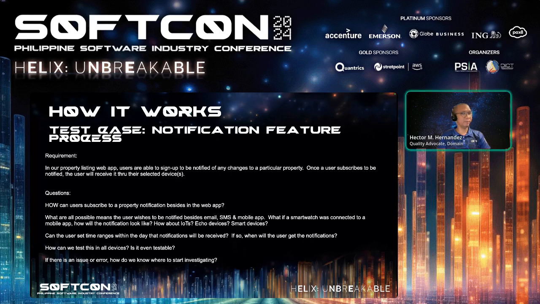How about in just the usual requirements? So requirement in our property listing web page, users are able to sign up to be notified of any changes to a particular property. Once a user subscribes, to be notified, the user will receive it through their selected device. So questions that need to be answered. So how can users subscribe to a property notification besides in the web app? So can they subscribe in a mobile app, through an API, through a shared device, through a linked application, so on.